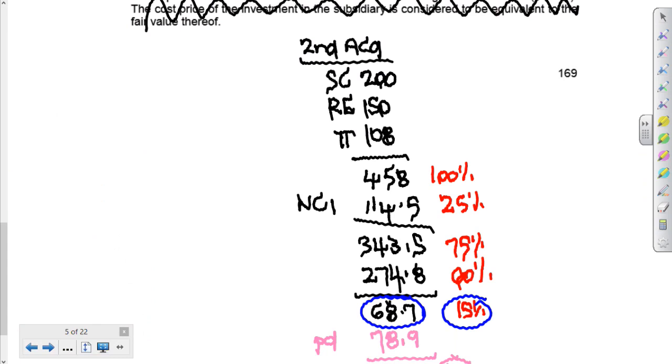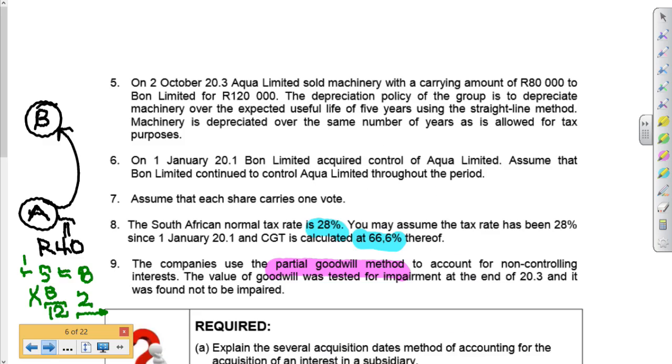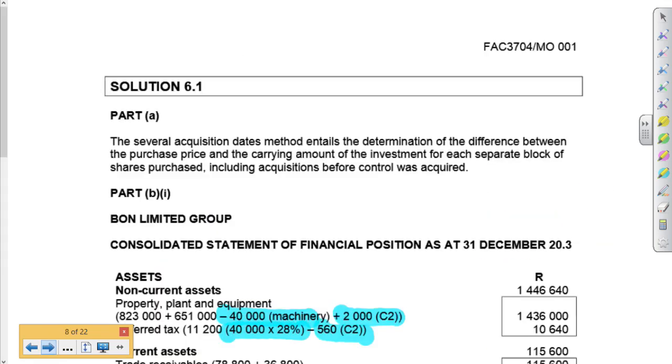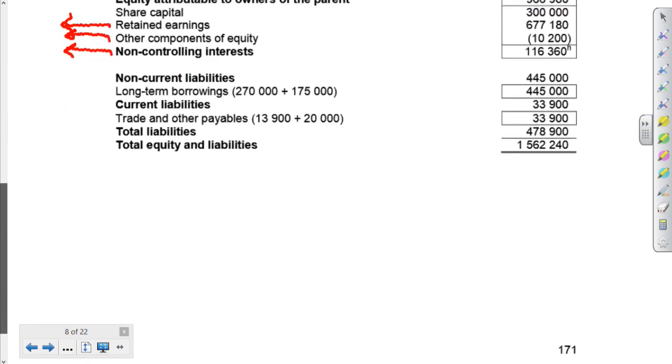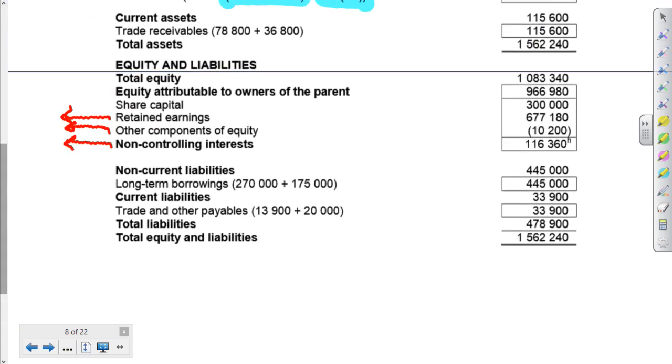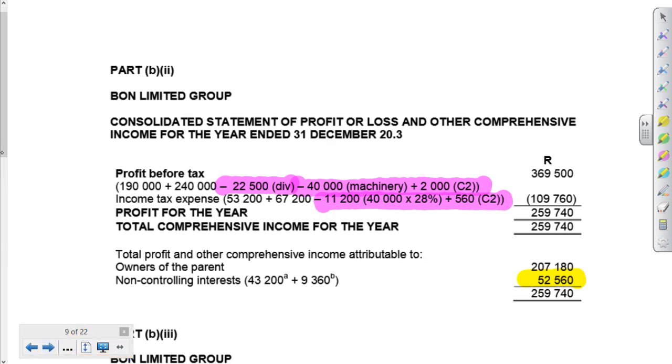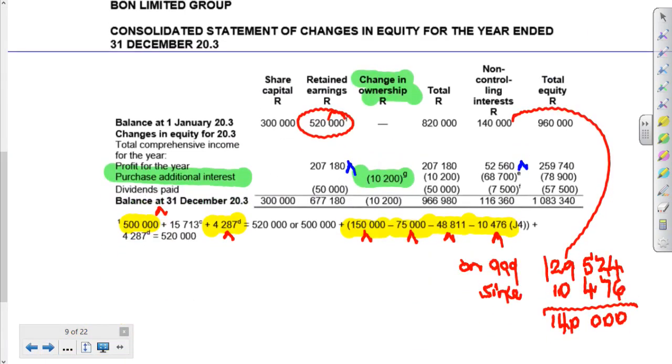Who did I acquire it from? NCI. So when I look at that line, you'll see that that line adds up to, sorry, next page. There's the 68,700. It adds up to the amount that I paid. Yeah, so I paid 78,900.